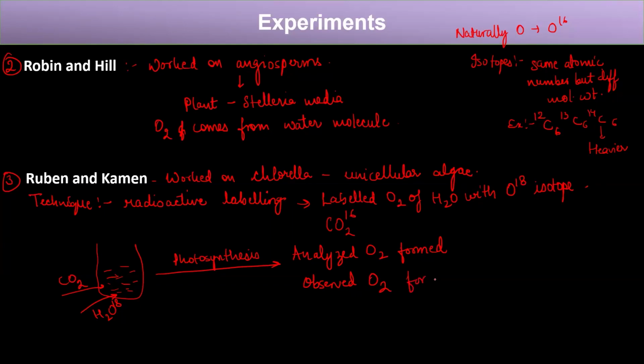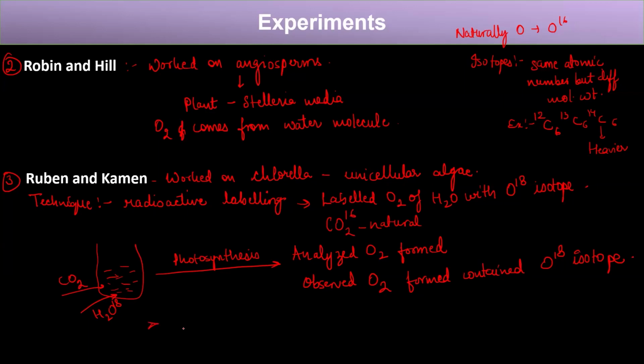So the oxygen formed contained the O18 isotope. Okay. So from this, what did they find? They radio-labeled the oxygen of the water molecule while the carbon dioxide was as it occurs naturally. So the carbon dioxide was natural while the water oxygen was radio-labeled. Then they did photosynthesis and analyzed the oxygen formed during that process, and they observed that the oxygen that was formed contained O18 isotopes.